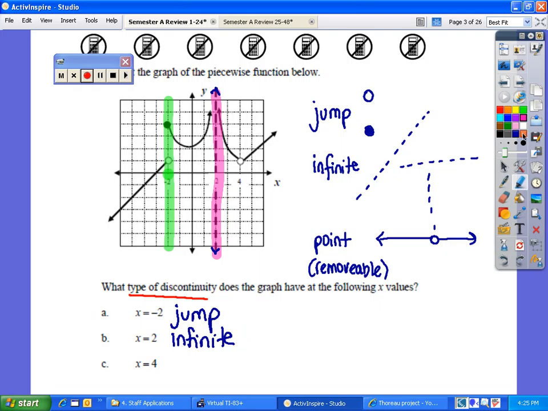Okay, the last one is at x equals 4. And what it looks like at x equals 4 is that the graph flows, but just has one little point, one little hole that doesn't flow. So we call that point discontinuity. Okay, so the answer for number 3 is jump, infinite, and point.